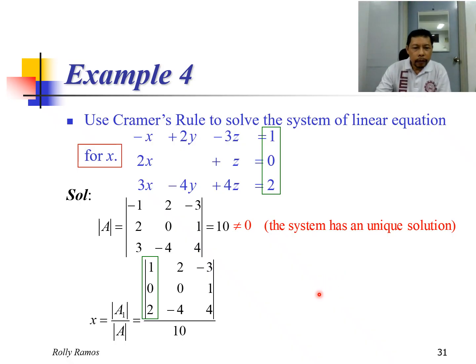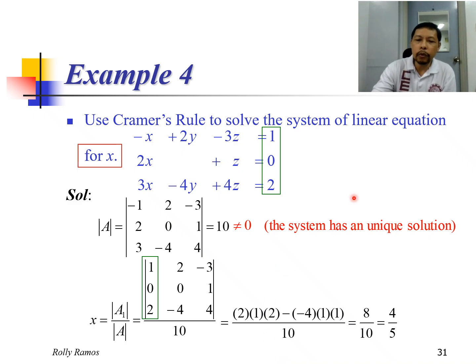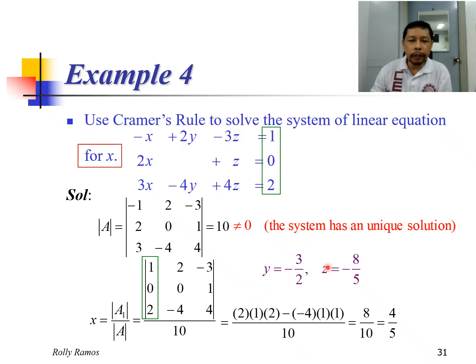Then x is equal to the determinant of A1 over the determinant of A, where A1 is obtained from A by replacing the first column with the constants 1, 0, 2. So instead of -1, 2, 3, A1 should have 1, 0, 2 in its first column. Then take the determinant of that by expanding about the second row, and dividing it by 10 will give us the value of x, which is equal to 4/5. Now solving for y and z.